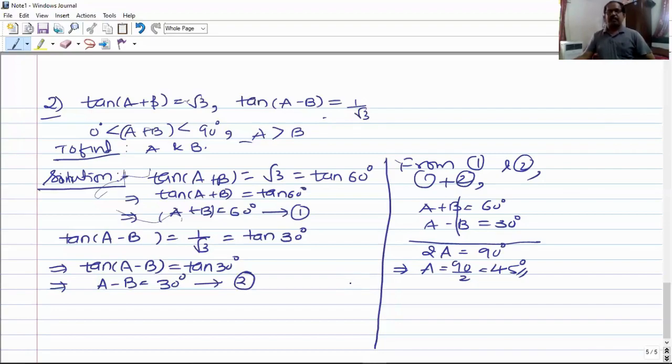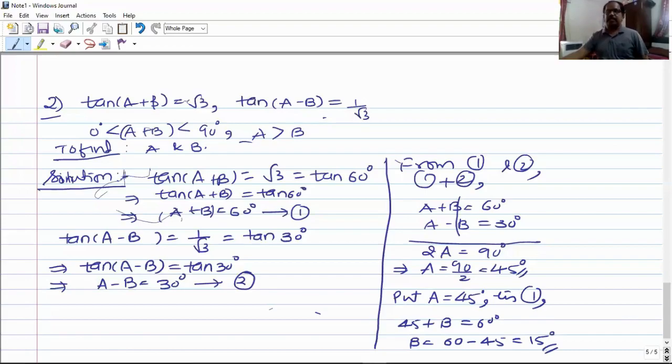So now students, can you find the value of B? Yes, we can find it just by substituting in any one of the equations 1 or 2. If I substitute the value of A equal to 45 degree in equation 1, I can say A plus B equal to 60, A is 45, plus B equal to 60 degree. So B equals 60 minus 45. How much is 60 minus 45? It is 15 degree. So hence student, I can say the values of the angles A and B are 45 degree and 15 degree respectively.